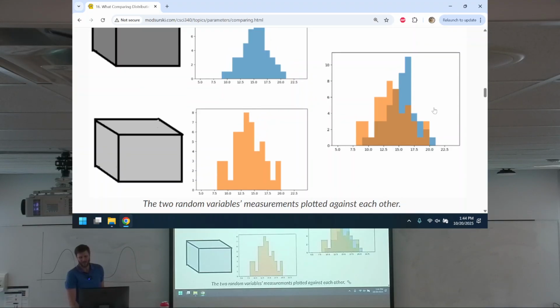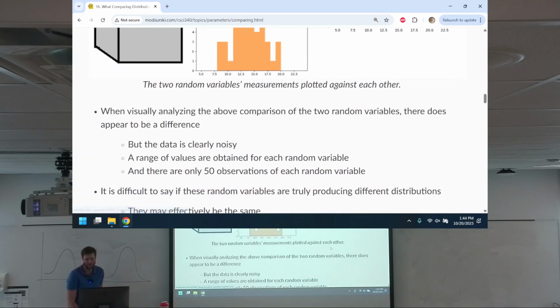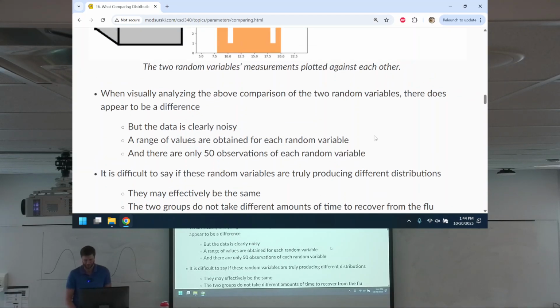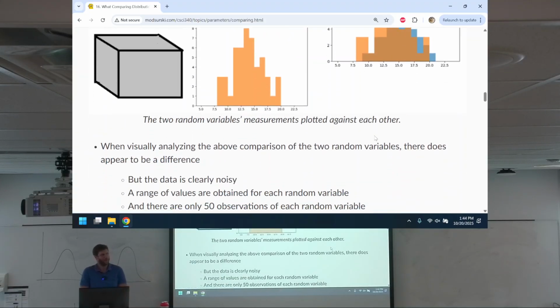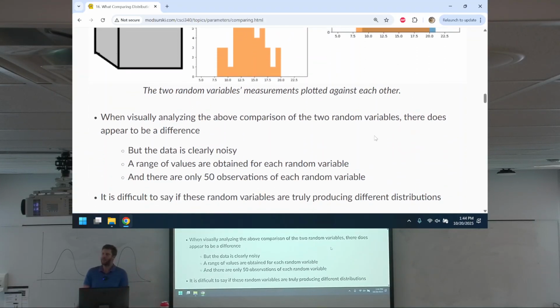But when you have situations like this, people are going to try to make you show them. How can you convince me? When you look at these things, it does appear to be a little bit different, but there are a lot of things to take note of here.